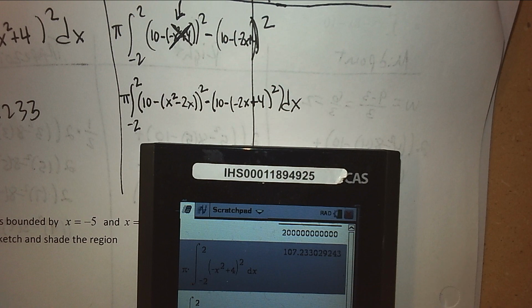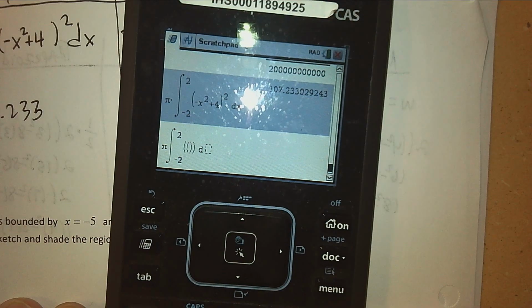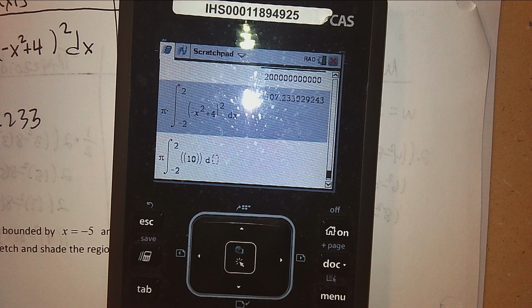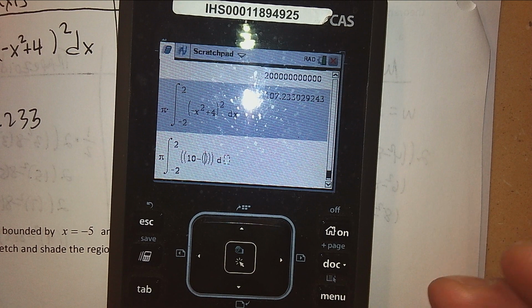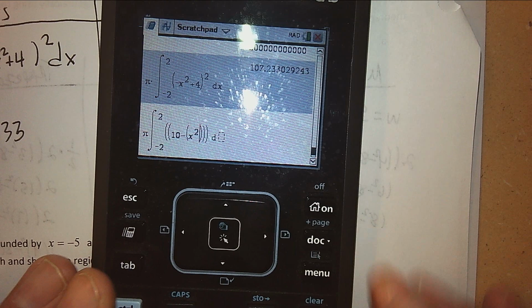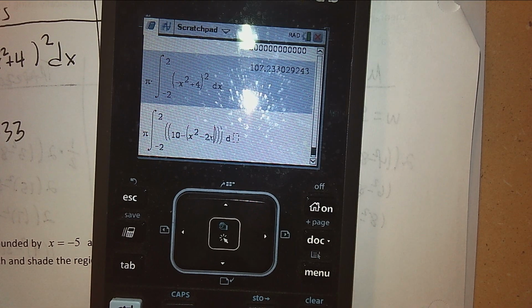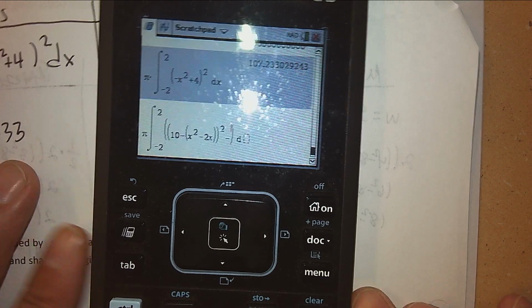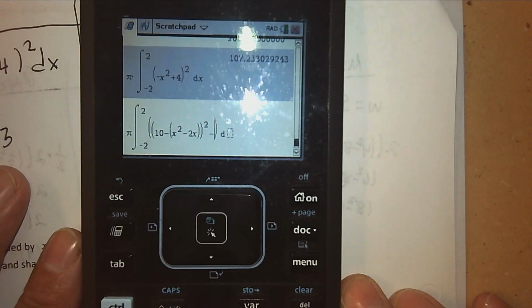I'm going to start with two parentheses. Inside this will be 10, subtract, another parentheses, and now the parabola goes in, which is x squared, subtract 2x. We're going to close it. We're going to close again and square. Subtract. See how I thought through the parentheses there?